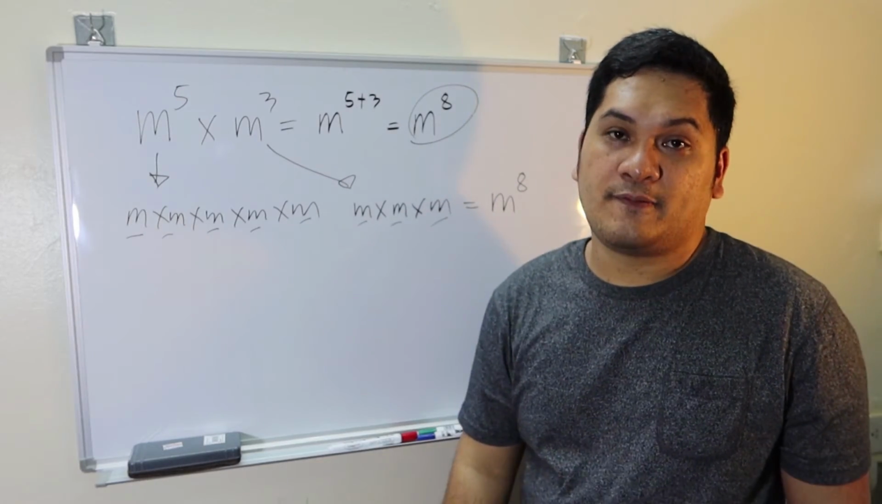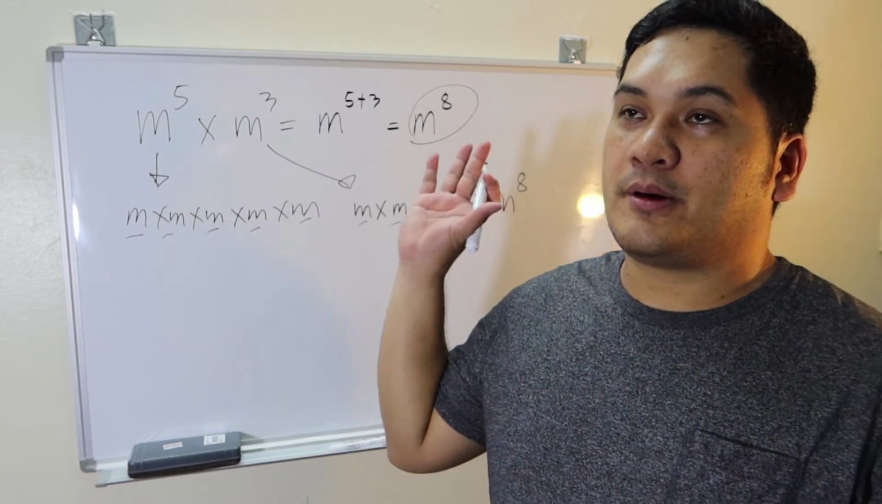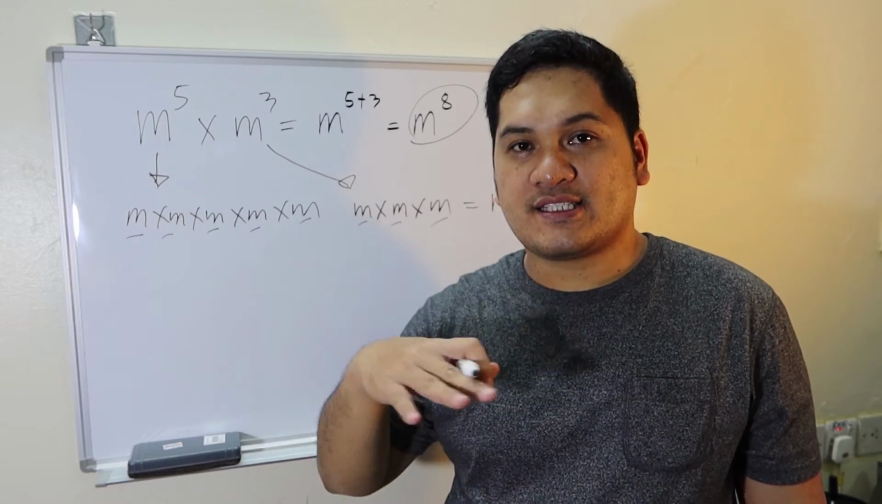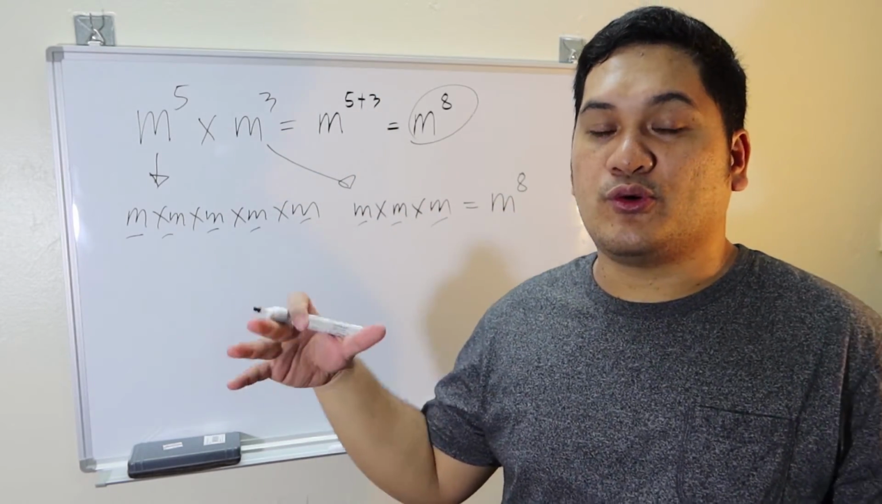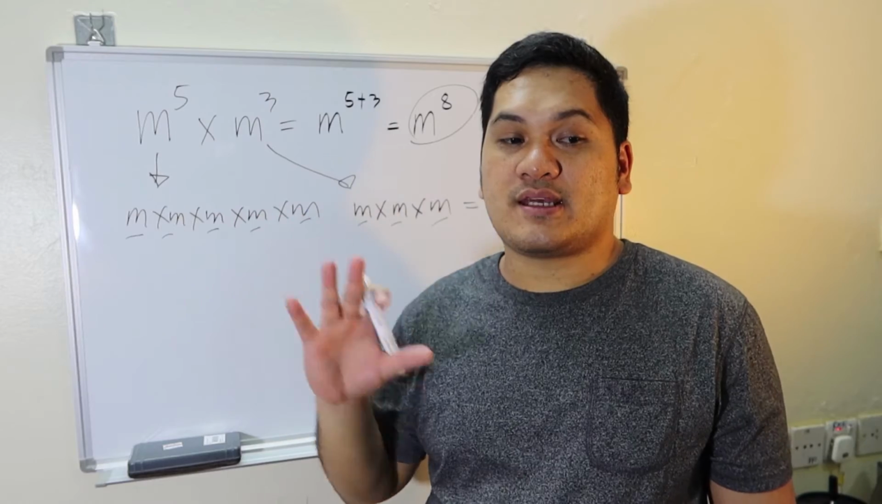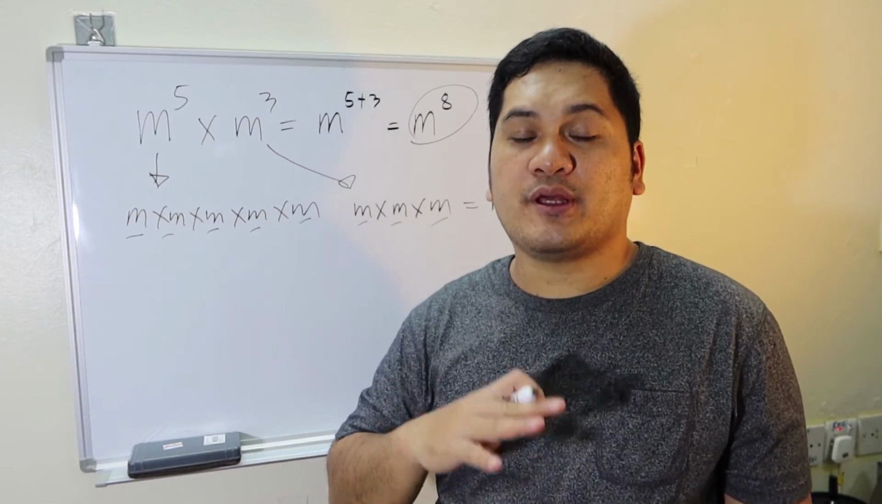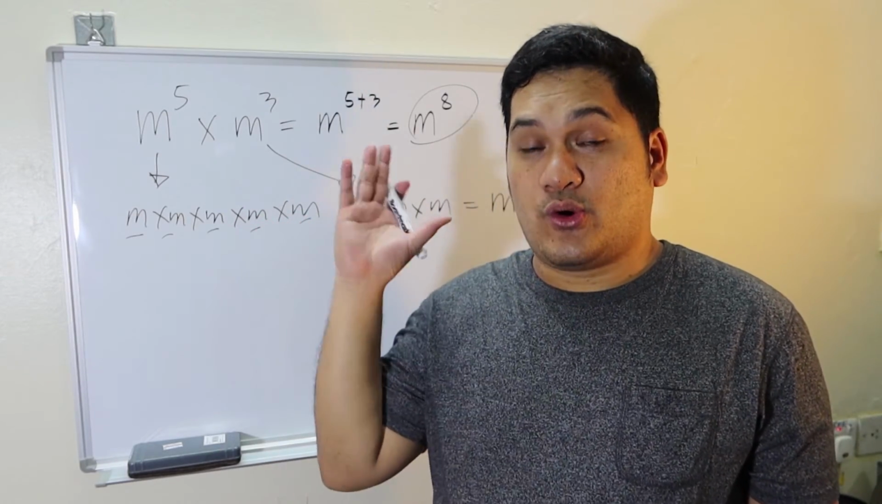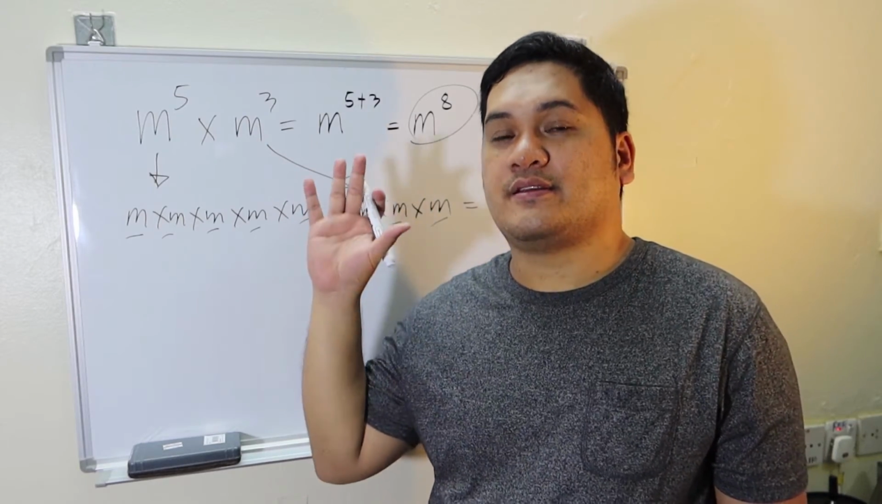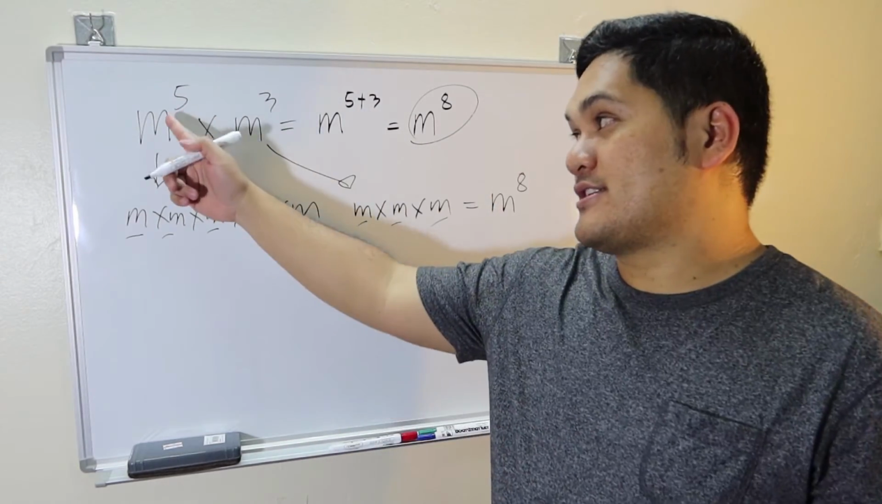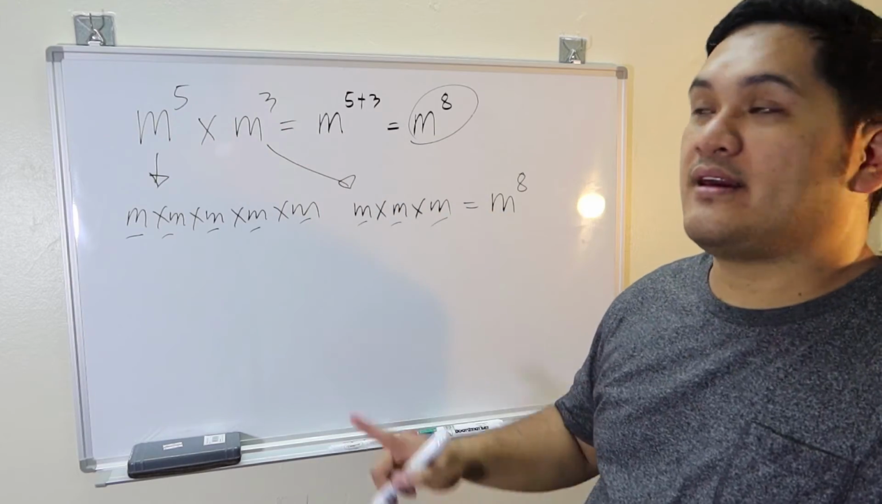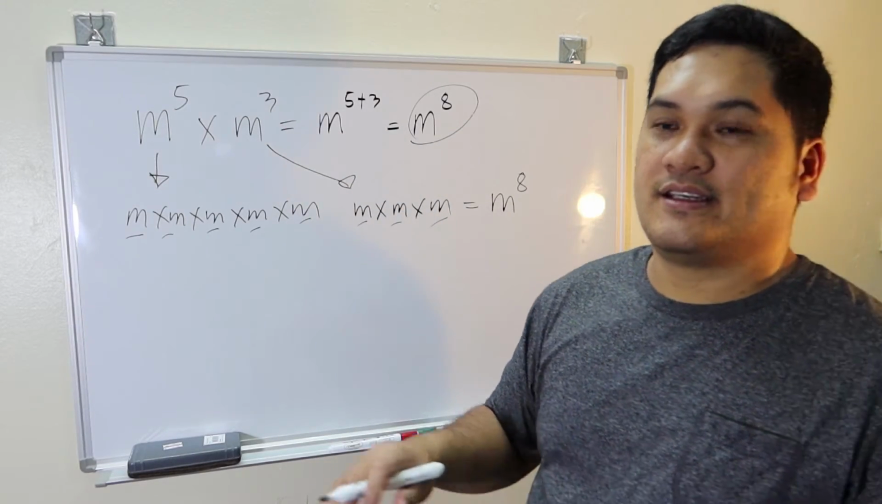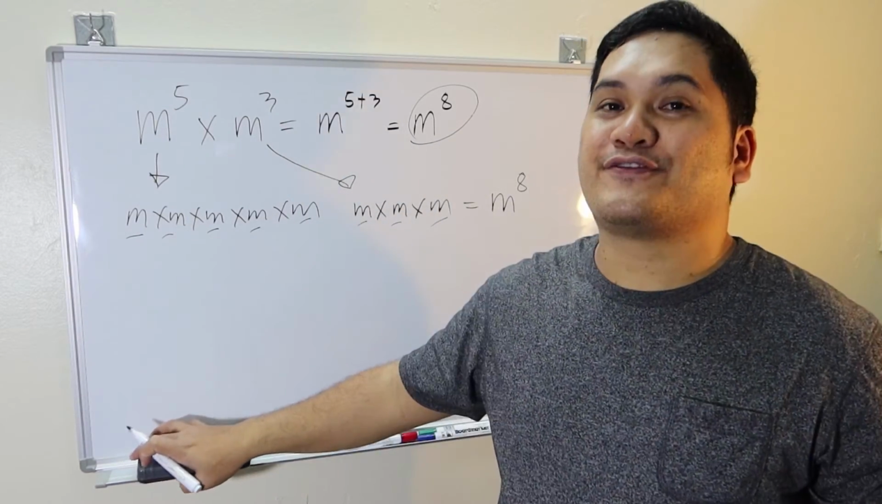m raised to 8. So, ang law number 5, kung meron kang same base, what we're going to do, multiplication na. Kung meron kang same base, multiplication with the same base, so you're going to copy the base and then add the exponent like this one. 5 plus 3 is equal to 8. So that is our 5th law.